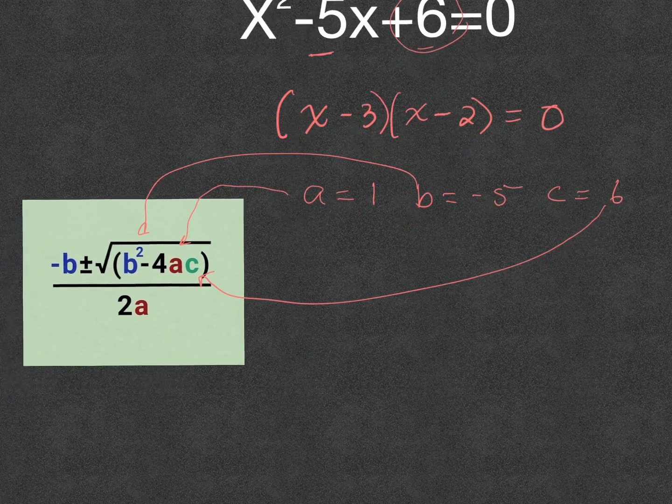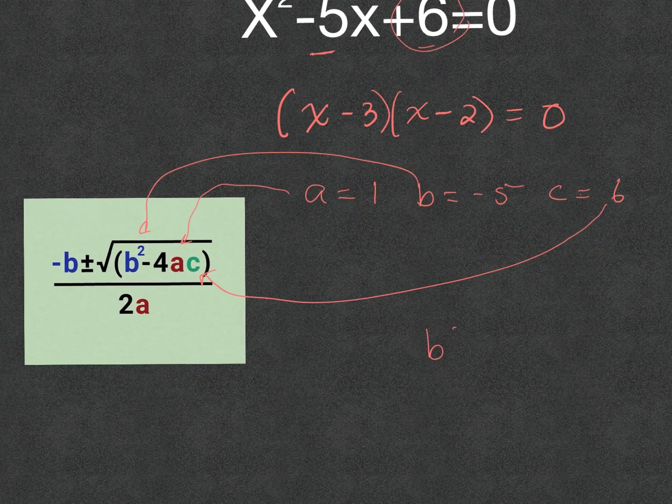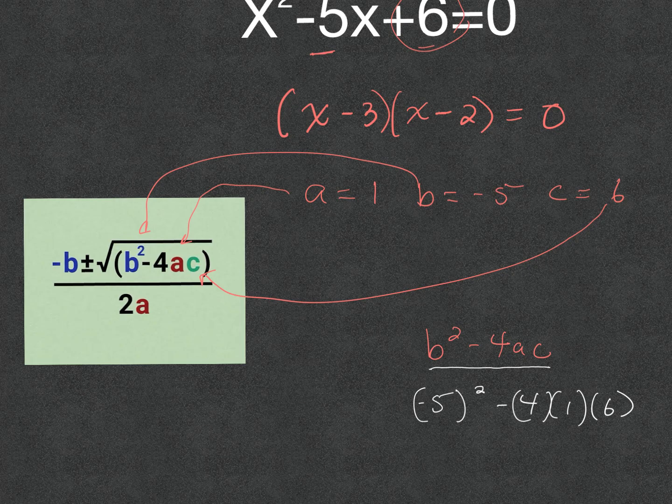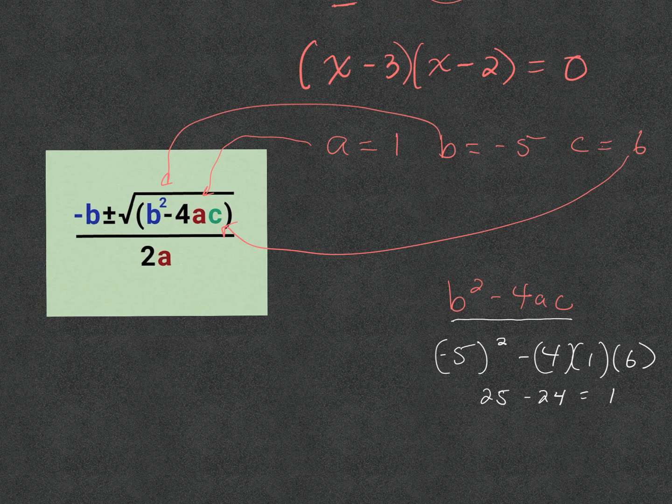Now, what you usually want to check is b squared minus 4ac. This is called the discriminant. If it's bigger than 0, we're going to get real answers. If it's negative, we're not going to get any real answers. So let's do this real quick. That's -5 squared minus 4 times 1 times 6, right? And what we're going to get here is 25 minus 24. That's equal to 1. So we're going to get some real answers.